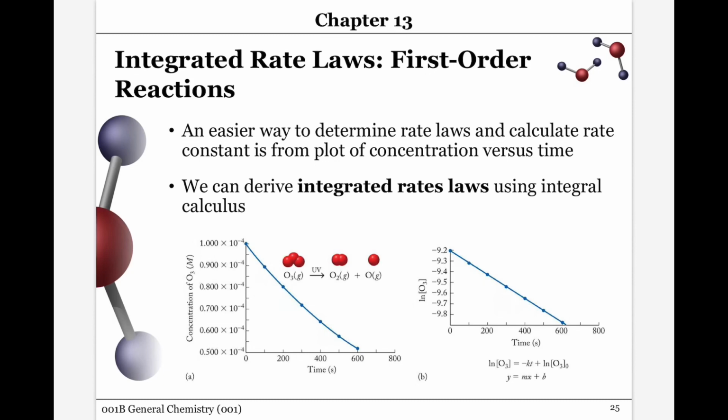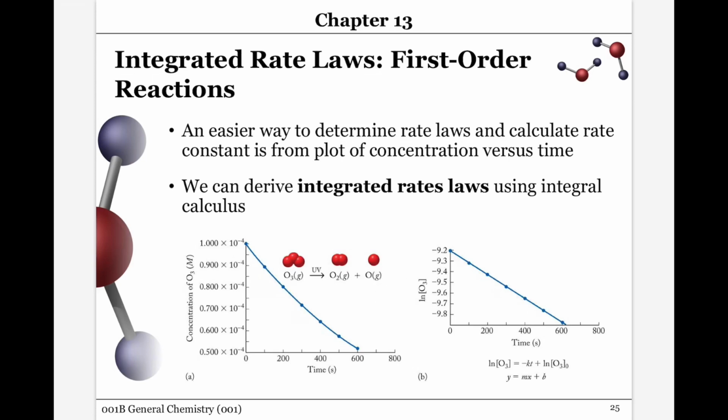So we're going to start by looking at an example, and this example is going to be a simple case where we have unimolecular decomposition. So we're taking our ozone molecule, we illuminate it with UV light, and that causes this photolysis reaction to happen where we actually break our ozone down into oxygen and an oxygen atom.